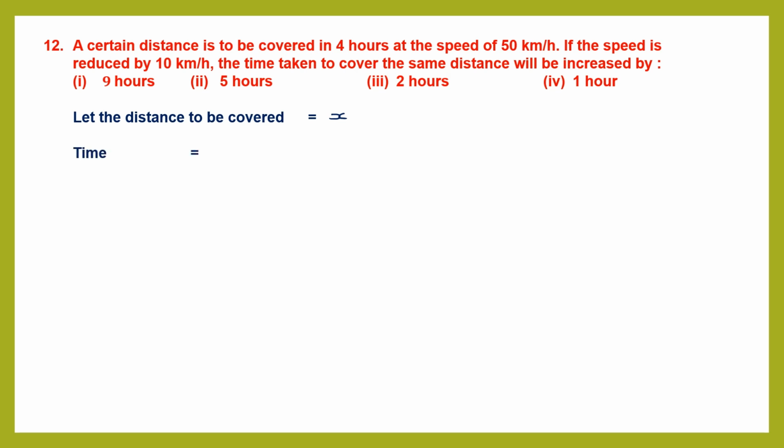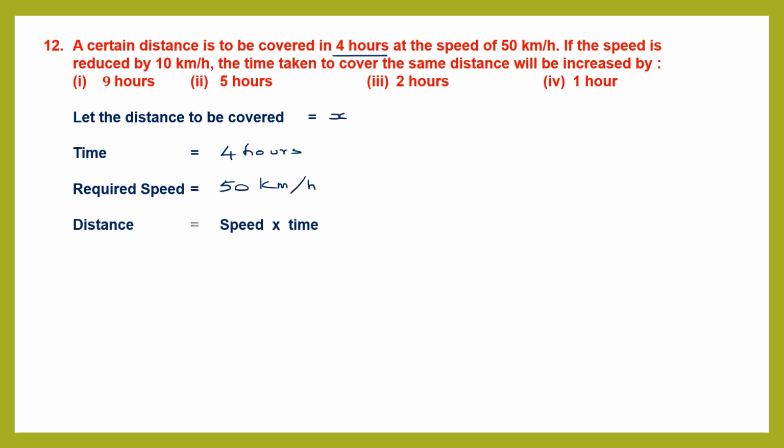Now the time is given to us, 4 hours. We are also given the speed, that is 50 kilometers per hour. So with the initial time and the initial speed, let's find the distance. So the distance will be speed into time, and speed is 50 kilometers per hour. Time is 4 hours. So when you multiply 50 into 4, you get 200. 200 meters is the distance.